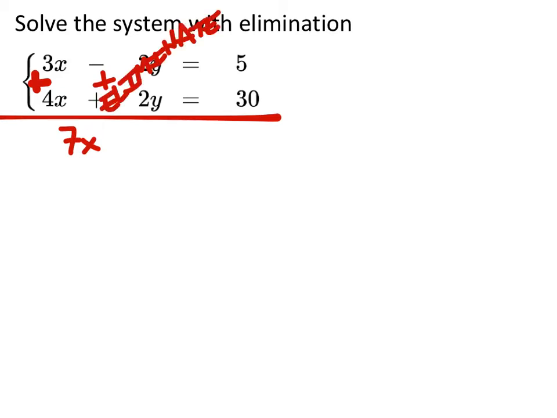Now, if for some reason you really wanted to put 0y, that's fine, but it still eliminates. Next up, I need to add just the numbers. 5 plus 30, 35. That's pretty nice. So in other words, 7x equals 35.